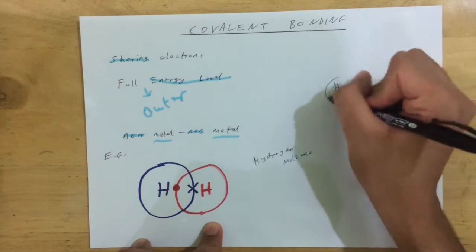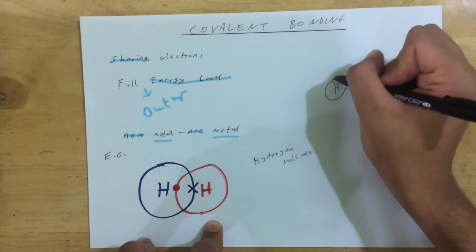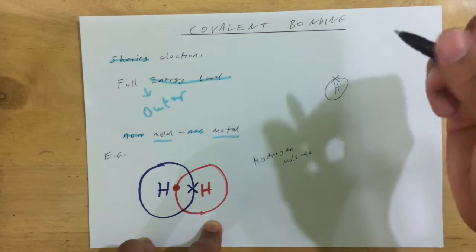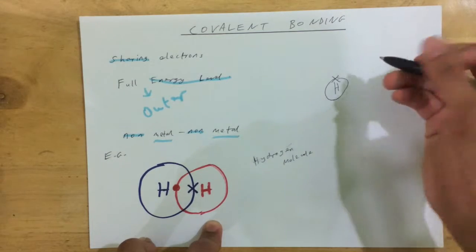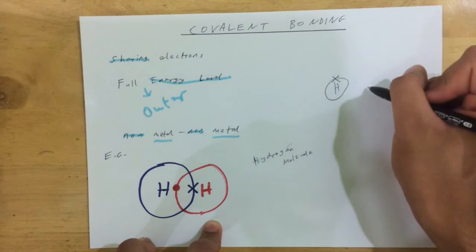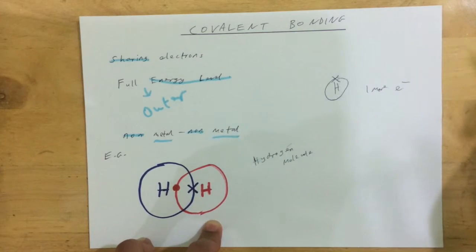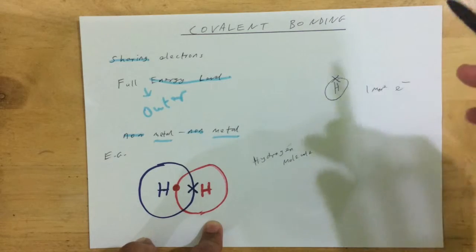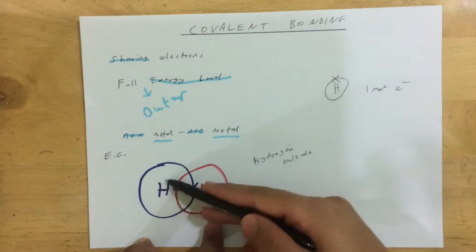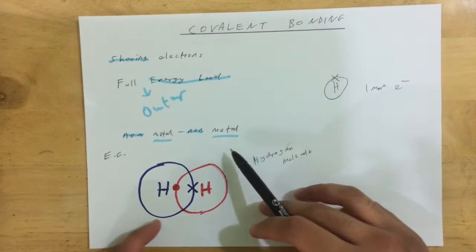Because if you look at your periodic table, you will see that hydrogen should have one electron in the outer shell. And because it only has one energy level, one shell, it needs only one more electron to complete that energy level, to get a full outer energy level. And so it covalently bonds with another hydrogen atom and shares the electrons with it.